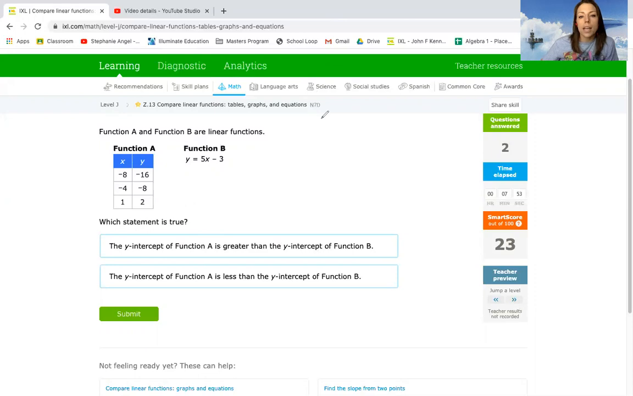So remember, Y-intercept is always in the form of 0, y, okay? It's always in the form of 0, y. So basically x is always 0. The Y-intercept is sometimes hard to find in a table, but it's not impossible. It's usually pretty easy to find in an equation.